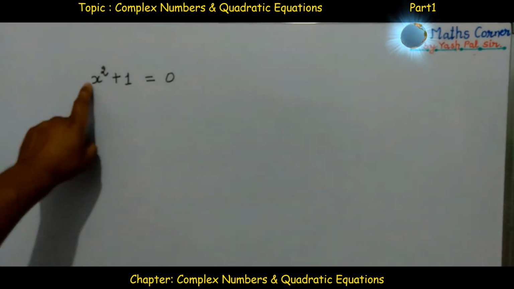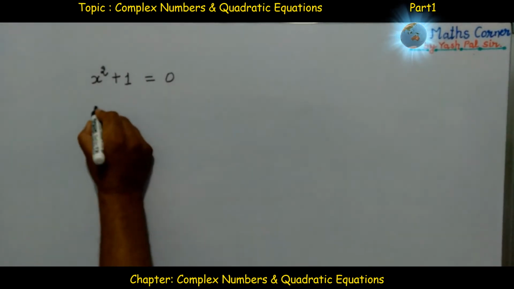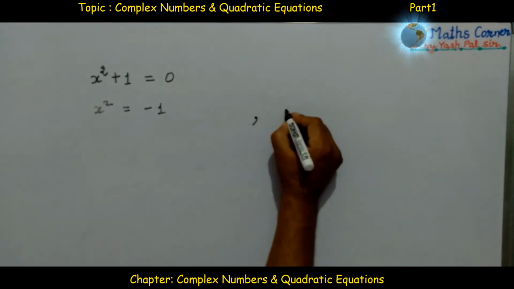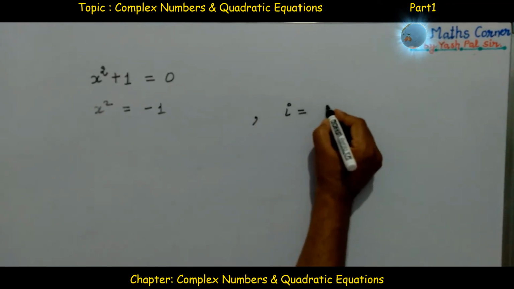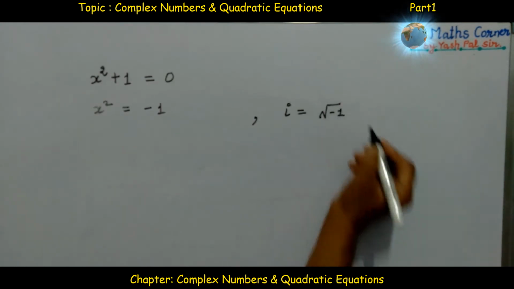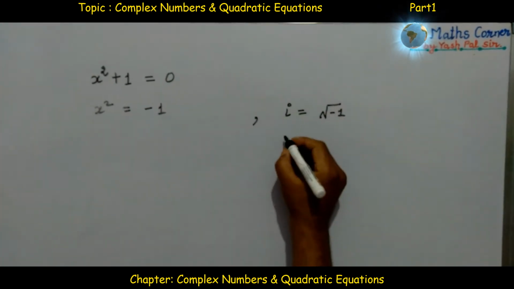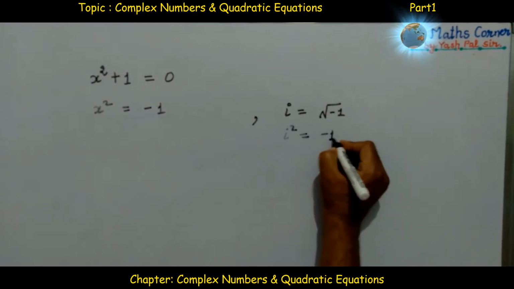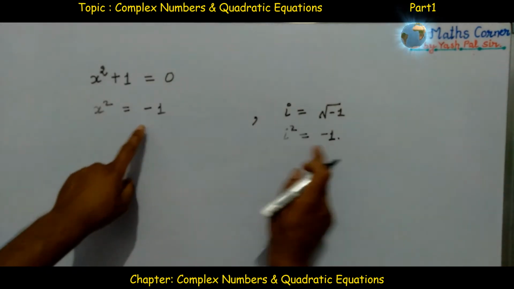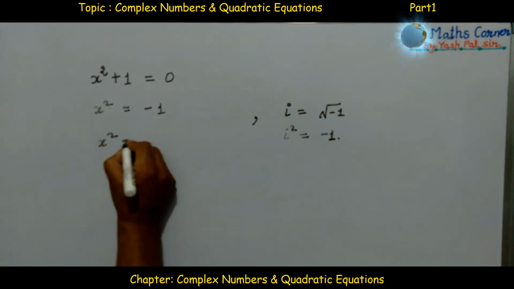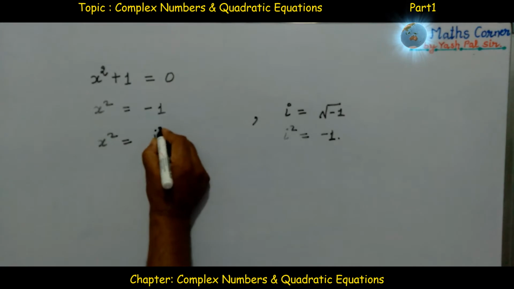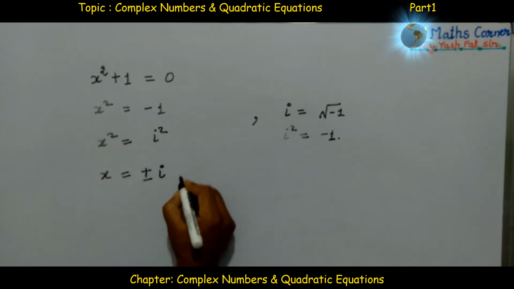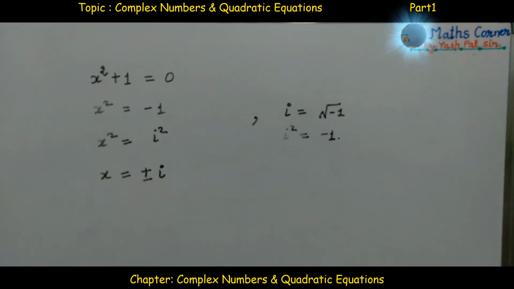So, x square plus 1 is equal to 0 was our quadratic equation. So x square is equal to minus 1. We have seen i is equal to square root of minus 1, so squaring on both sides, i square is equal to minus 1. It means we can write x square is equal to i square, that means x is equal to plus minus i. So this is the very beginning of complex numbers.